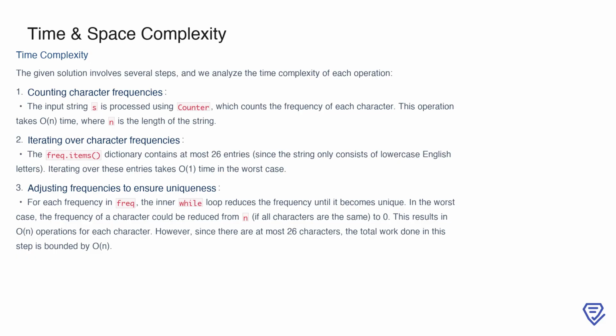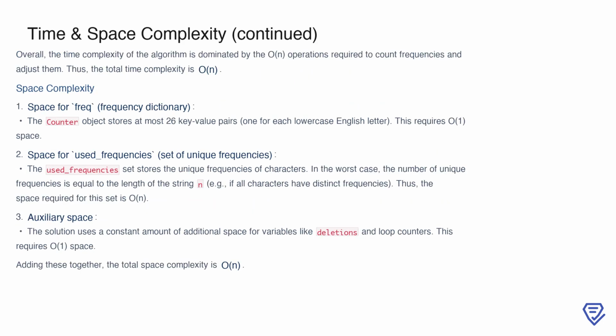For a given frequency, the inner while loop may reduce the frequency from n all the way to 0 in the worst case. However, since there are at most 26 characters, the total work done in this step is bounded by O(n). This ensures that even the most computationally intensive part of the algorithm remains efficient. When we combine these steps, the overall time complexity of the algorithm is determined by the O(n) operations required to count frequencies and adjust them. Therefore, the total time complexity is O(n).